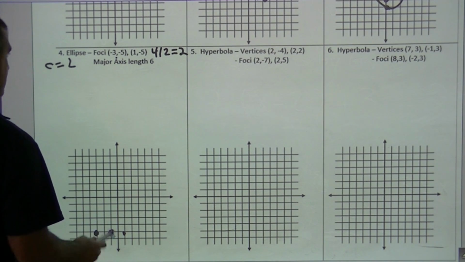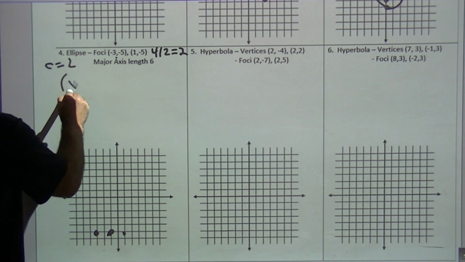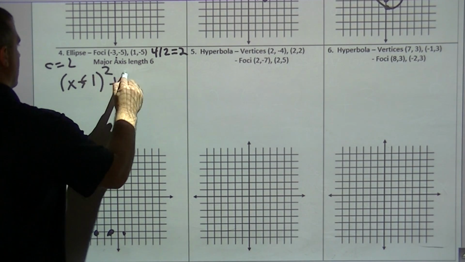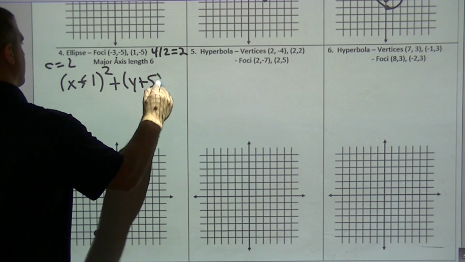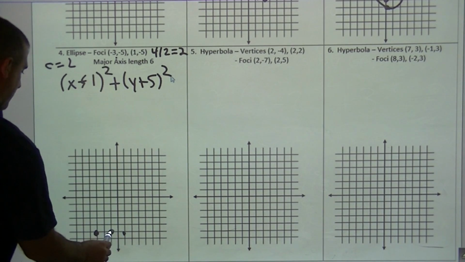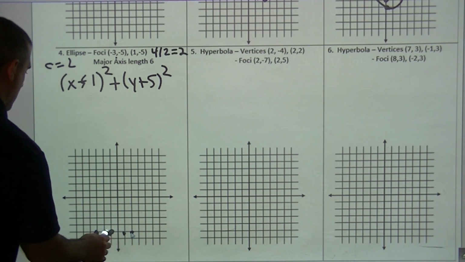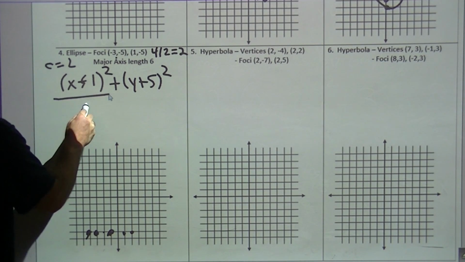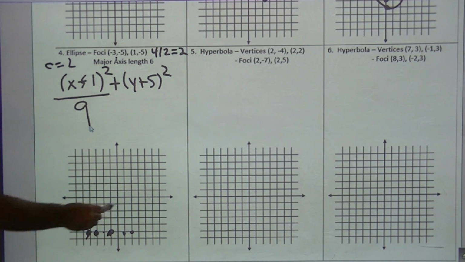So I got negative 1. So that's plus 1 squared. And y plus 5 squared. Now it says the major axis is the length of 6. So that means that the whole thing would be 3. So 1, 2, and 3. 3 squared would be 9. That's going under x because that's the x direction.